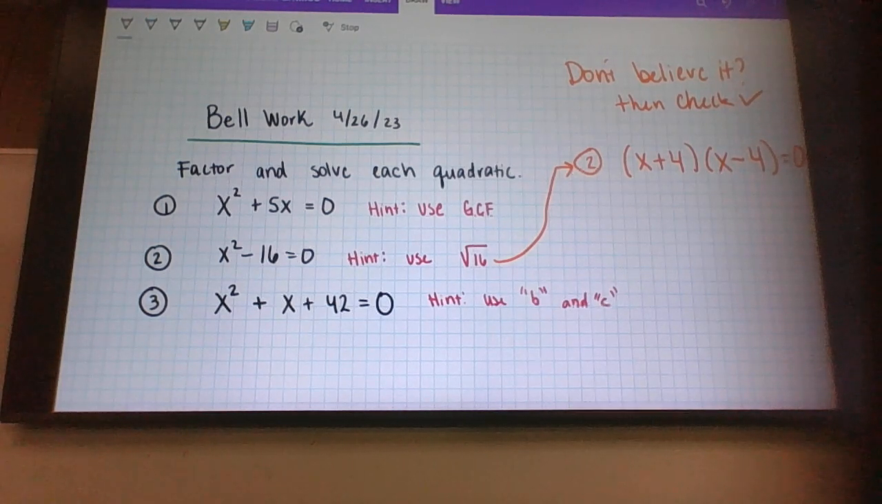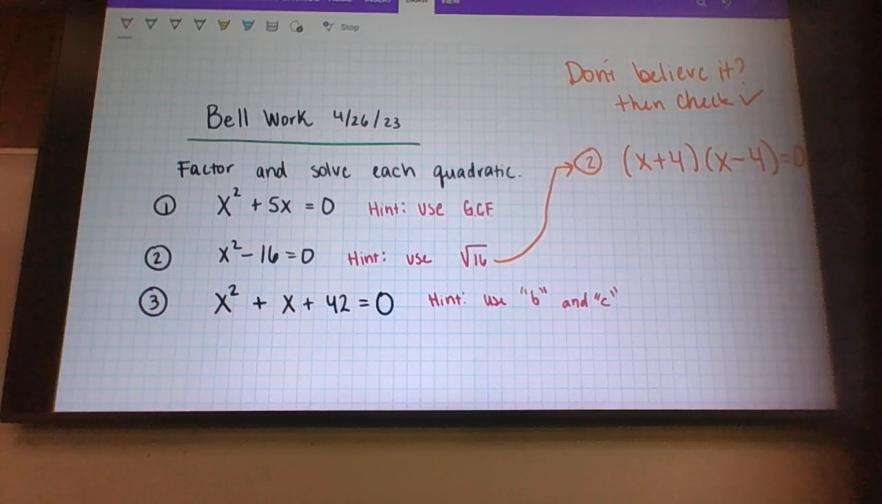One way to check this is to do the FOIL method, the first, outer, inner, last. I would do x times x, x times negative 4, 4 times x, and 4 times negative 4, which is x squared minus 4x plus 4x minus 16.